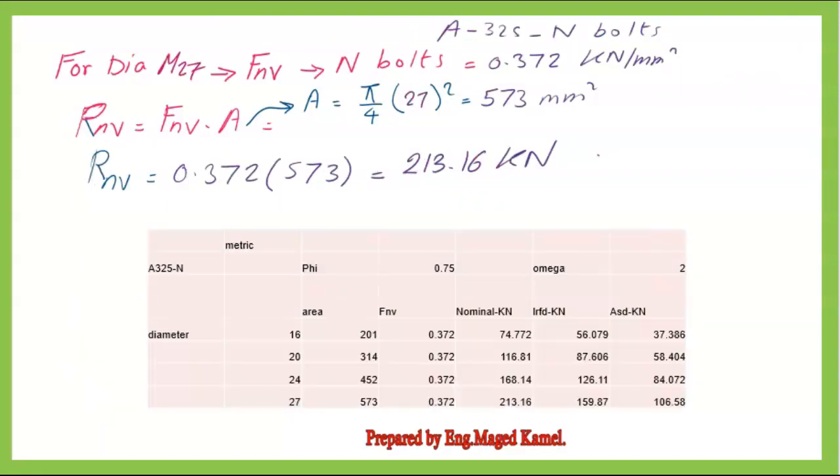In the next slide, we have a bolt with a diameter of M27. The area of M27 is equal to 573 millimeter square. Multiply 0.372 by 573. The nominal shear value for the M27 bolt is equal to 213.16 kilonewton. We can develop a small Excel table for the previous diameters in millimeters squared, and later find the LRFD and ASD values for design shear and allowable shear for bolts.